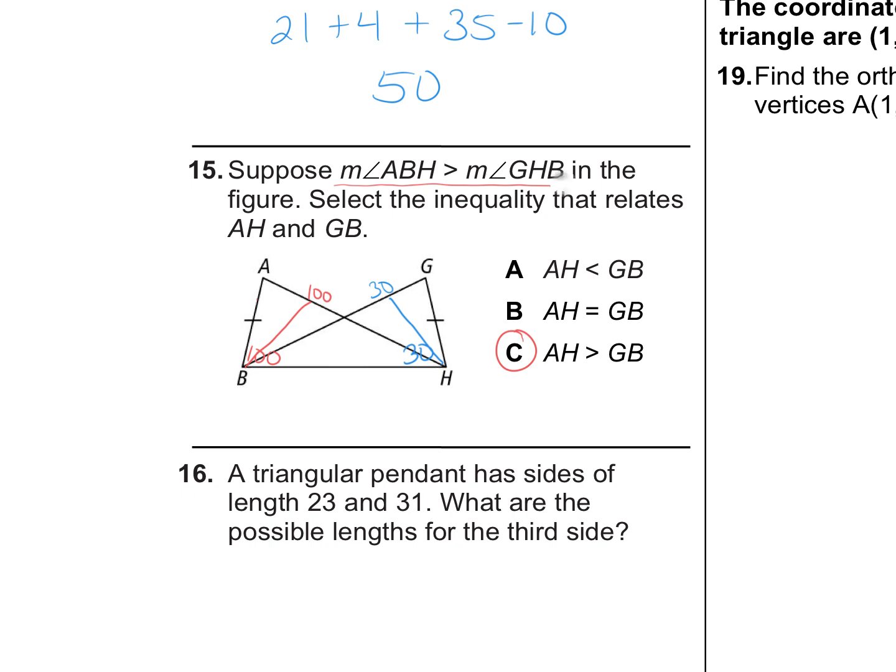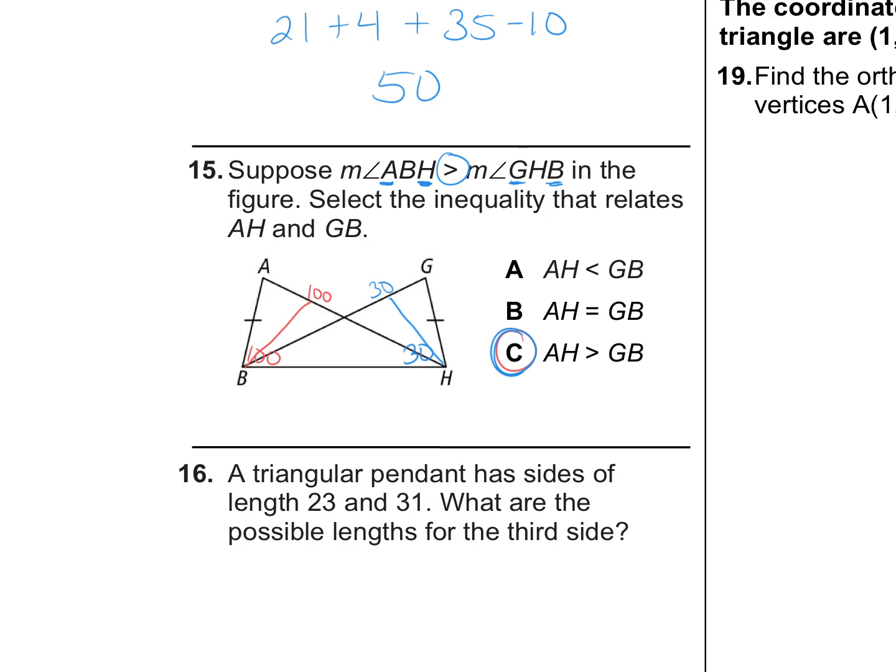Does anyone do it a different way? Did anybody just look at this? How'd you do it? Well, if the angle is bigger, that means the side is bigger on ABH. Right. Here's AH. Here's GB. Will this inequality still stay true? Yes. Okay. So you can use the picture or you can use the inequality to give you your answer. Okay. So C is the correct answer on that one.